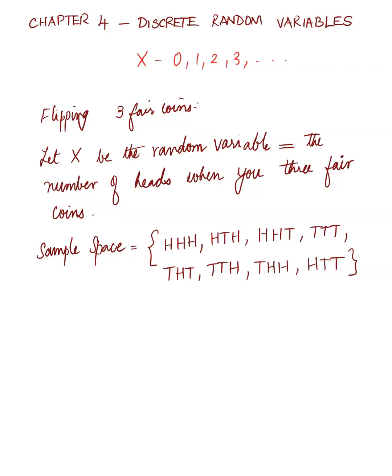Now, when we talk about capital X being the random variable, the random variable is the number of heads when you toss 3 fair coins. So look through your sample space. Is there an outcome which has no heads? Yes, we have TTT. There are no heads there. So there is a possibility when there are no heads, which means it's 0, right? So the possibility of getting 0 heads. So let me write that there.